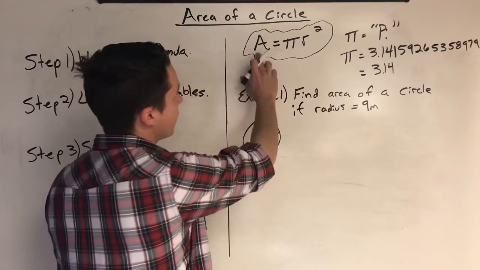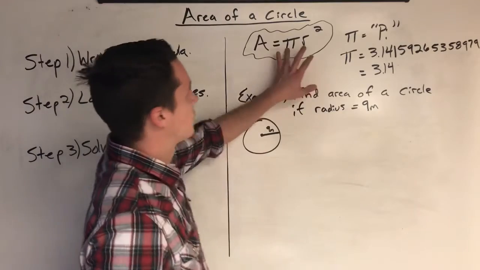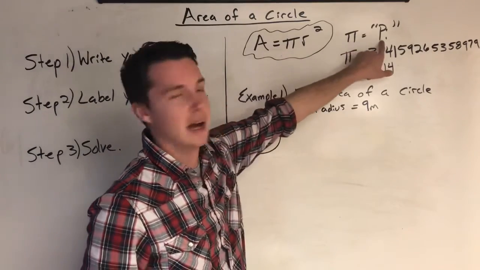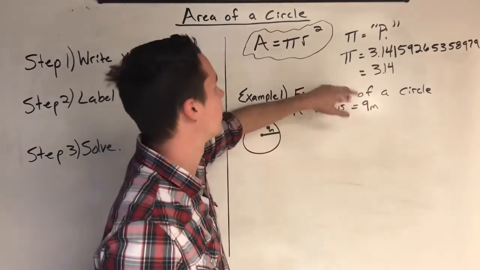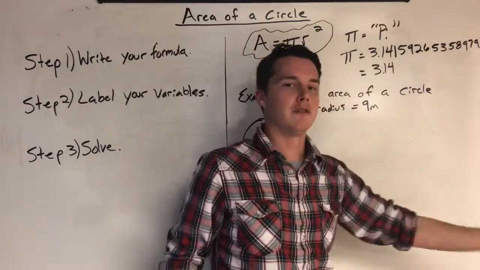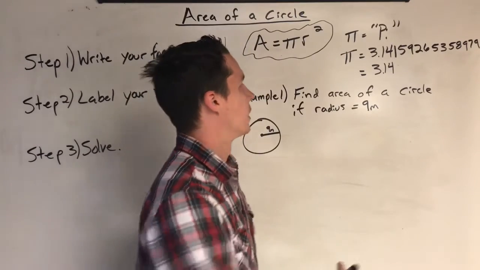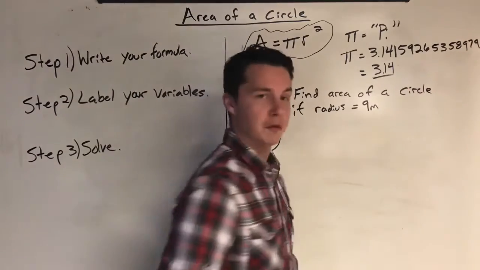So our area is pi r squared. That's the area of a circle. And if you've never seen this symbol, it means pi, and that's how it's pronounced, like the pie you eat. Pi is equal to 3.14, and so on forever. There are hundreds of thousands of digits that come after pi, but it's commonly accepted as just 3.14.